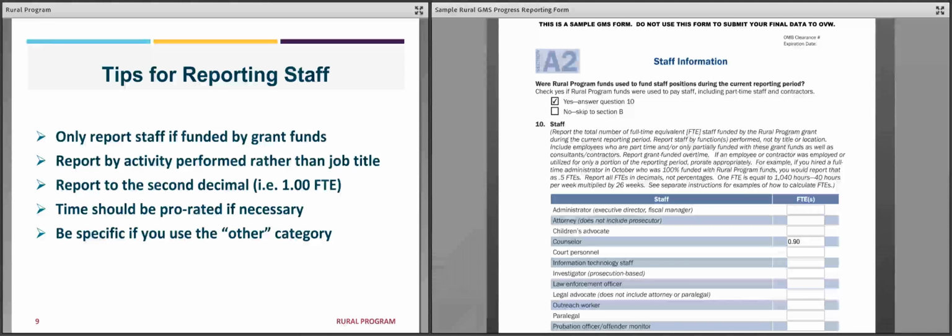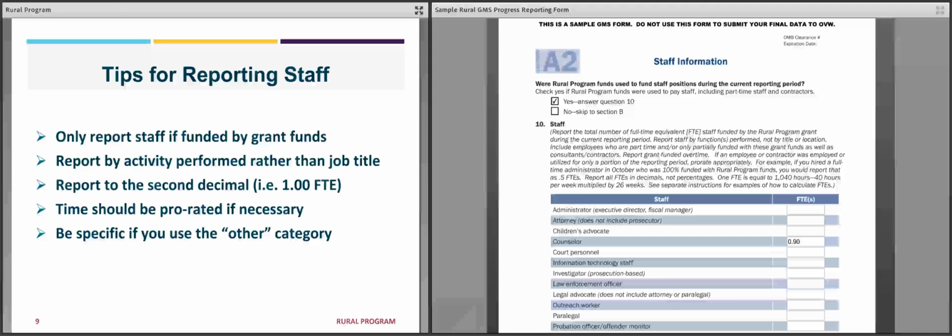So this point is a really important one. When we at VAWA MEI look at sections of the report, we typically compare those sections to the staff information to get a sense of whether or not that information should have been provided or reported there. And we might reach out about that. For example, if you reported trainer FTEs in the staff information section, we would typically expect to see some training activities reported in the training section. So that's just something to keep in mind.